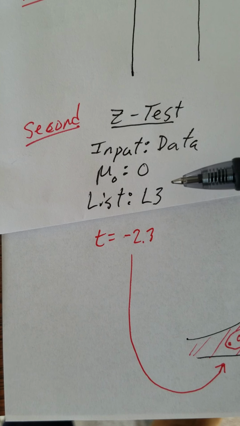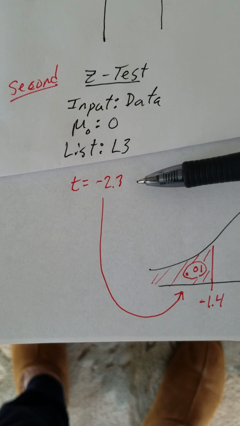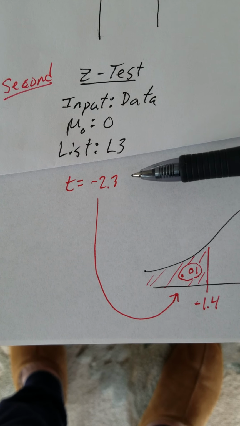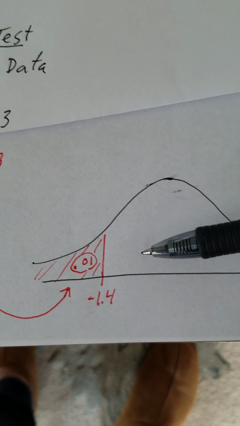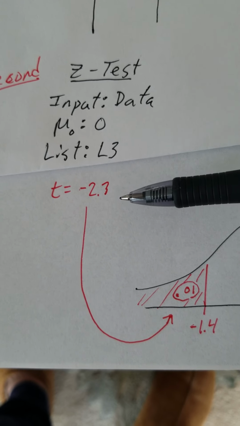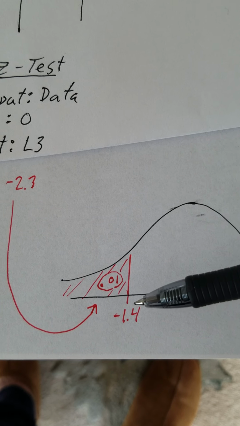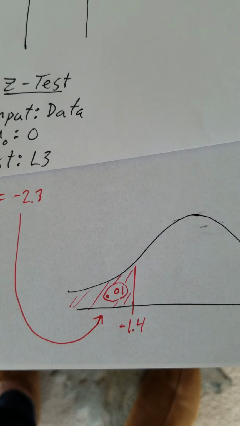In this case, it's a left tail, so you'd have to also say that. It's left-tailed. Here's the test stat you get. Now you go through inverse T to get your critical value. In this case, we get a test stat that's to the left of the critical value, so we are going to reject the null hypothesis.